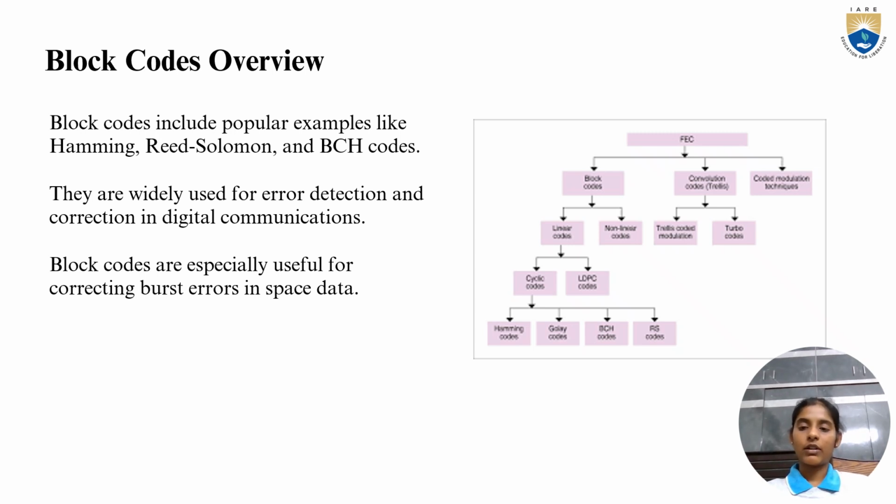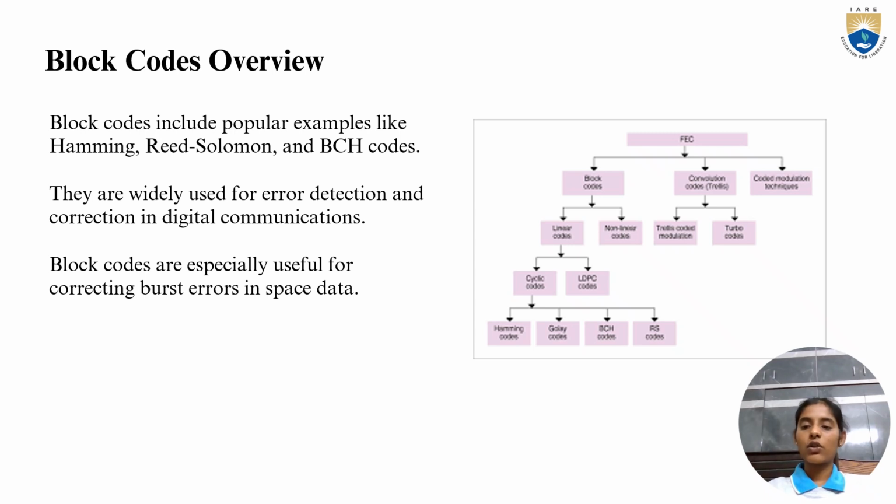Types of block codes: Hamming codes, single error correcting codes with a minimum distance of 3. Reed-Solomon codes, multiple error correcting codes with a high code distance. BCH codes, multiple error correcting codes with a flexible code length and distance. Block code parameters: block length, the total number of bits in a block. Redundancy: the number of redundant bits in a block.